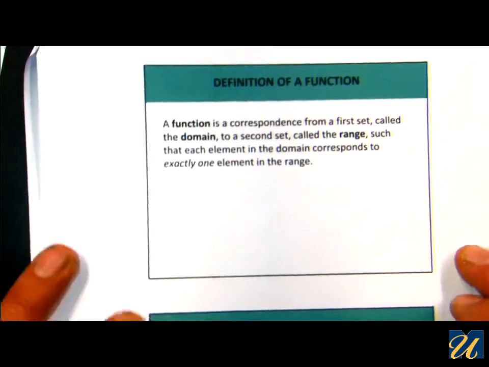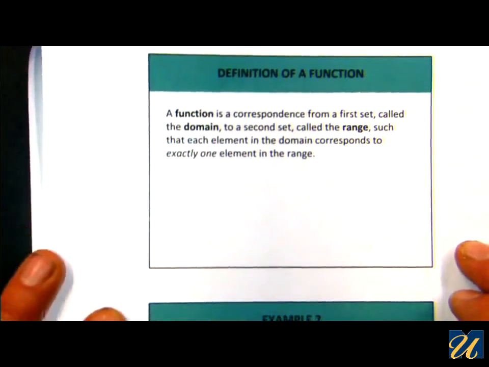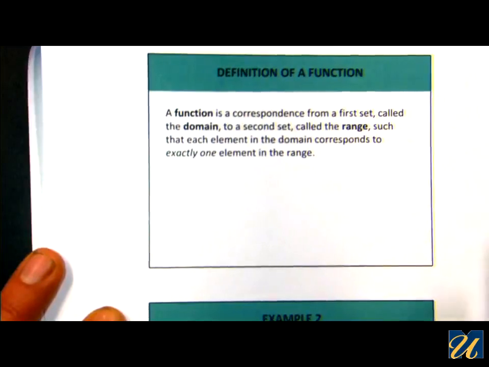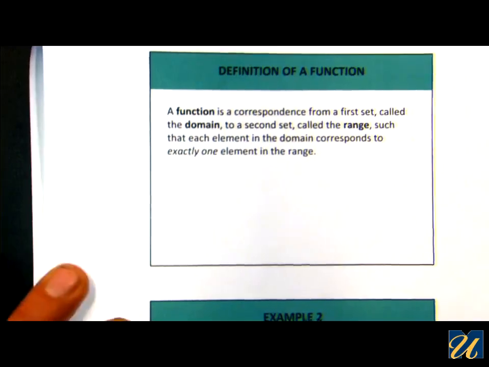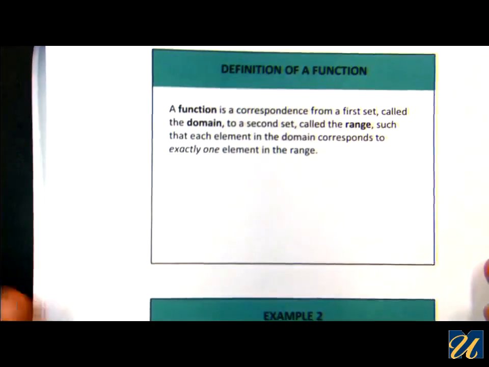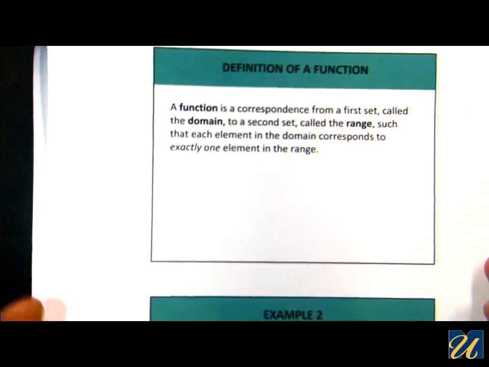Definition of a function. It's very specific. A function is not just a relationship between two things. It's a very specific relationship. It's a relationship in which the first element, usually called the input, goes to exactly one output value, and that would be a function. Each input goes to exactly one output.